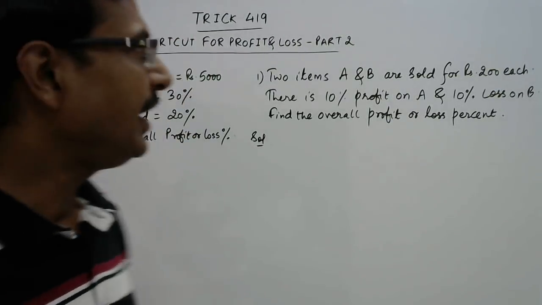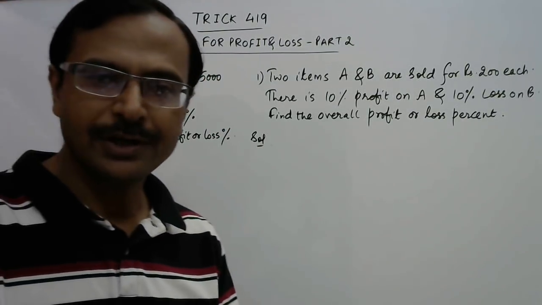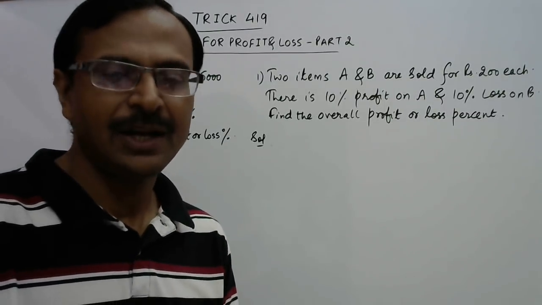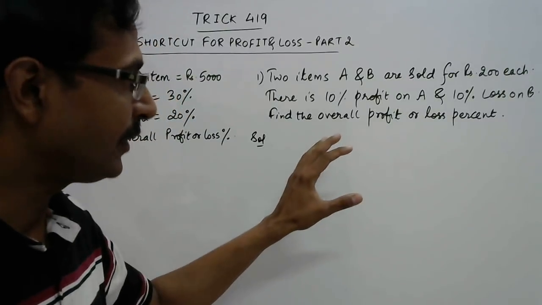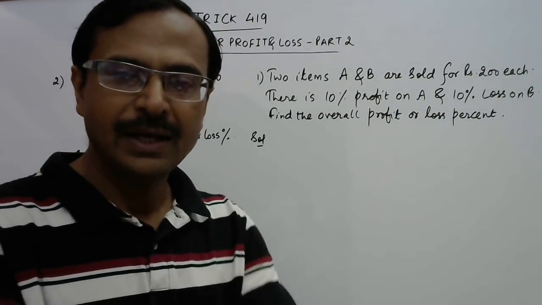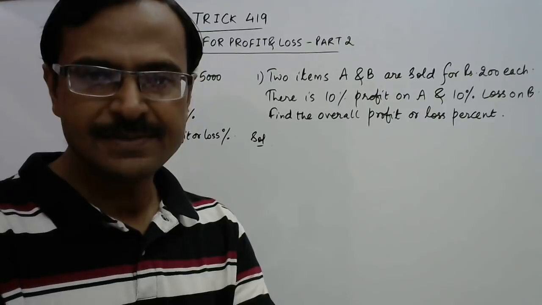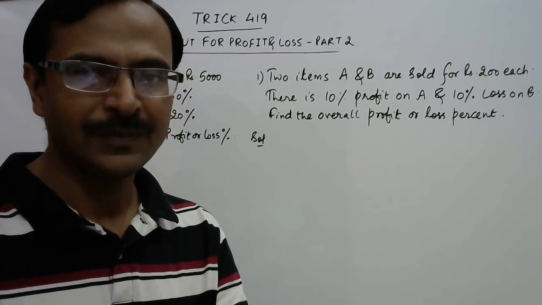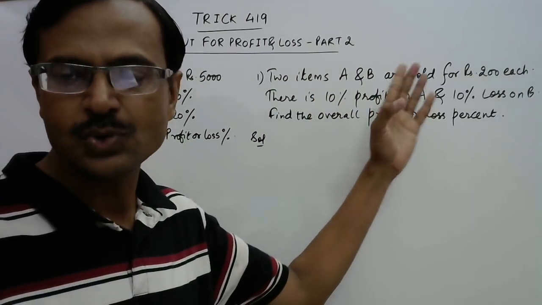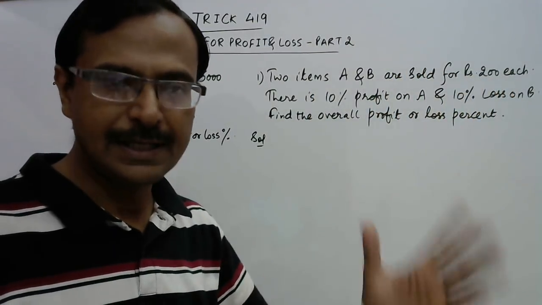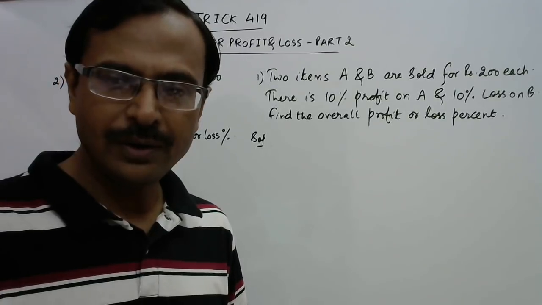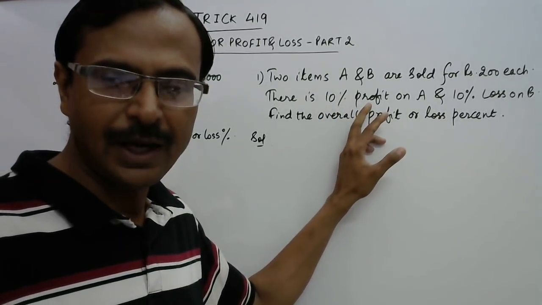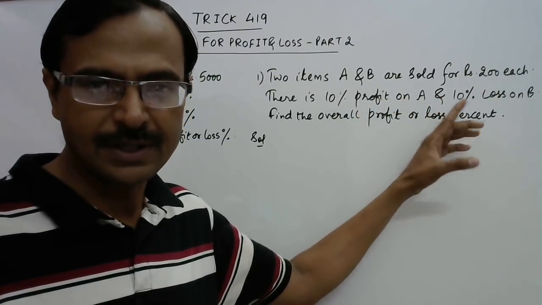Hello friends, in trick 419, another shortcut for a typical problem of profit and loss. Now this time the statement of the problem I have written on the board. In this question, you have two items whose selling price is the same. Like here, two items A and B are sold for rupees 200 each. On one of the items, you have a particular percentage profit and on the other you have a particular percentage loss.